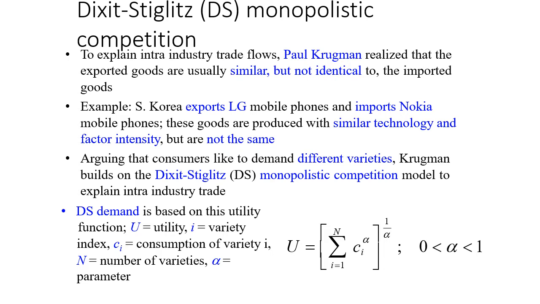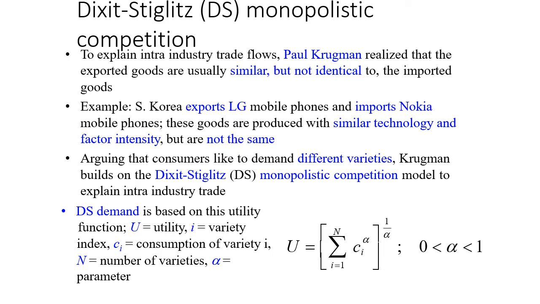Moving to the Dixit-Stiglitz monopolistic competition or the DS model. So this is a model used to represent intra-industry trade. It was designed by Paul Krugman. He realized that when we looked at exported goods, usually it was similar but not exactly identical. So he decided, okay, I can take this other work that I've done on my monopolistic competition and then try to apply it to intra-industry trade.